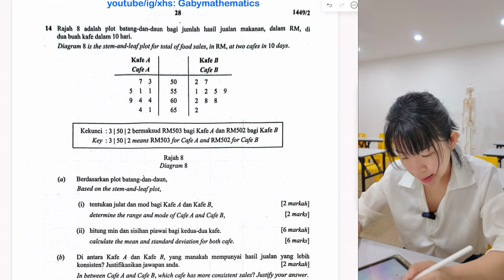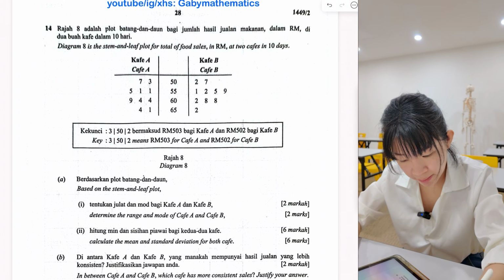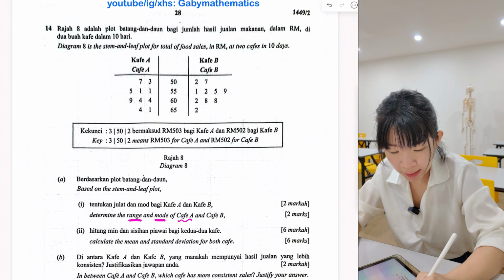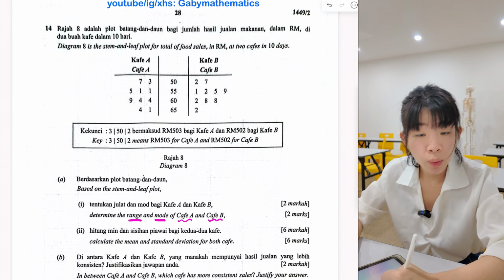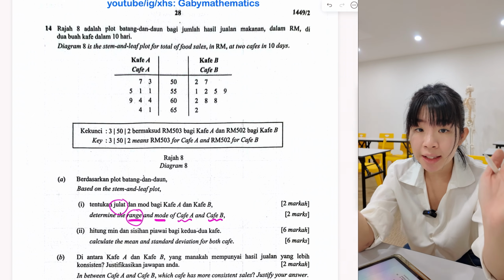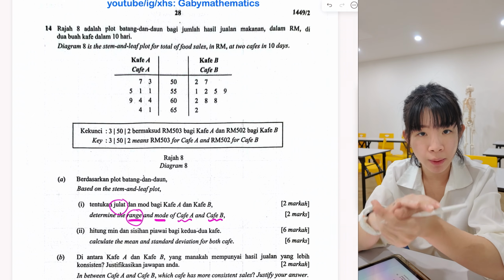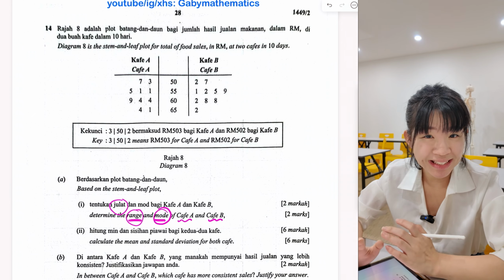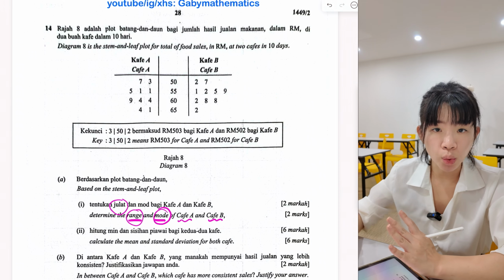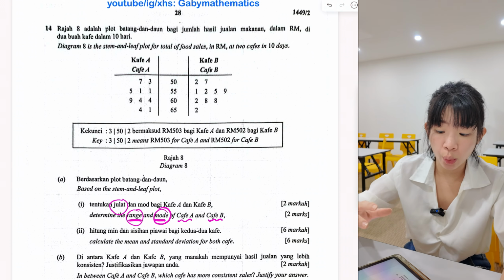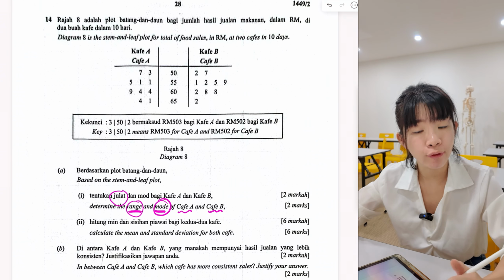Okay, so part A, what do they ask? Based on the stem and leaf, you need to determine the range and the mode for both cafe A and also cafe B. So do you all still remember what is range? Julat means? Range is always the biggest value minus the smallest value. How about mode? Mode is the data that appeared the most, so with the highest frequency. So the data that you keep seeing. So we need to find both cafe A and B.